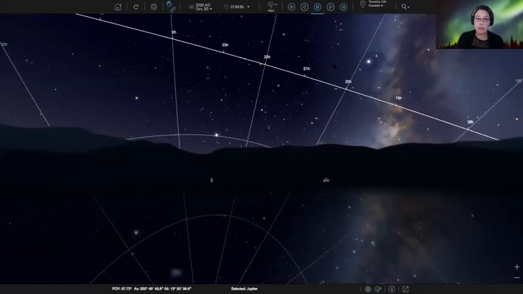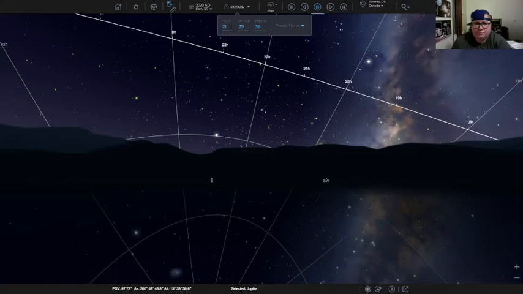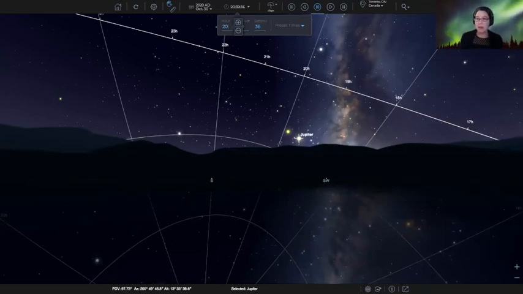But what do you think I should do if I want to see Jupiter and Saturn from Toronto on October 30th? Should I look at an earlier time or a later time? Any suggestions? Maybe an earlier time. Try an earlier time. All right, so let's see what happens if I go back by just 1 hour. Then they're just above the horizon again.